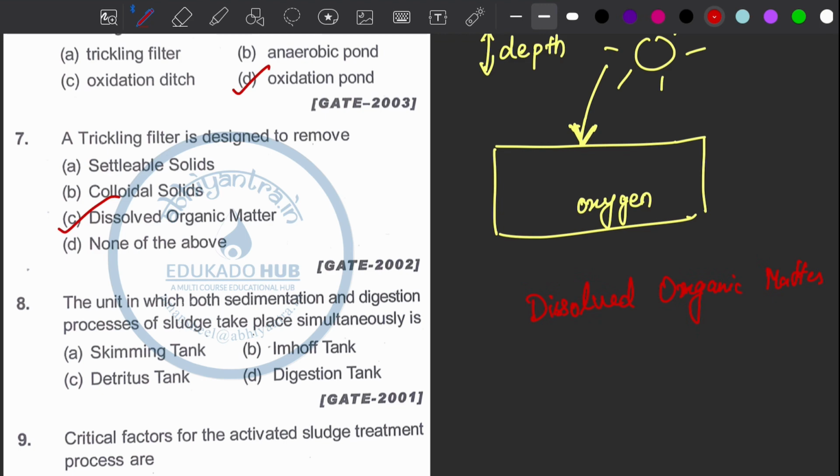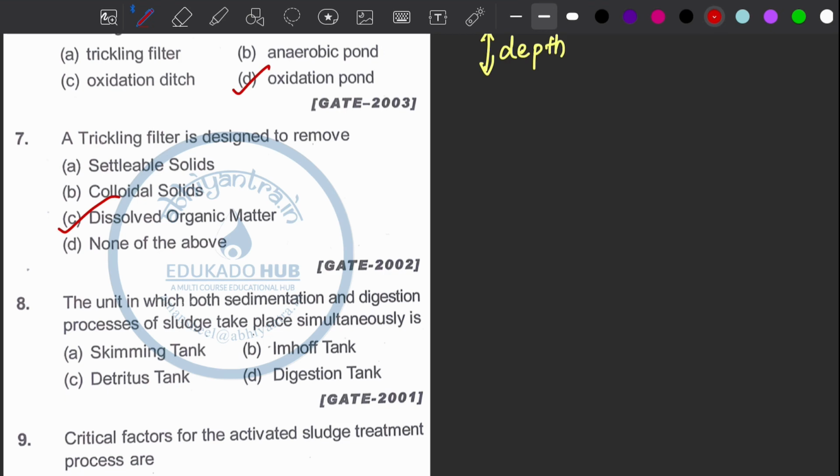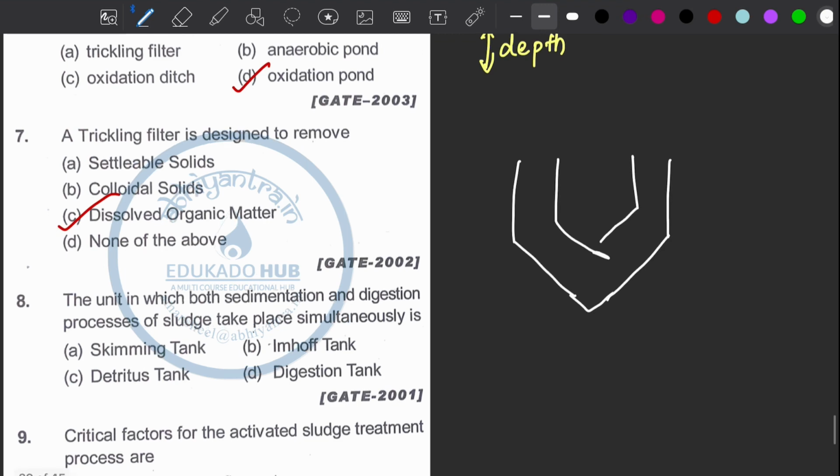Now 8th, the unit in which both sedimentation and digestion process of sludge takes place simultaneously is known as Imhoff tank. So the option will be Imhoff. Why Imhoff? Because Imhoff looks something like this. There are two tanks. In the bottom tank there will be sludge accumulated. Imhoff tank is used for clarification of sewage by simple settling and sedimentation, along with anaerobic digestion of the extracted sludge. So this is sludge digestion compartment.